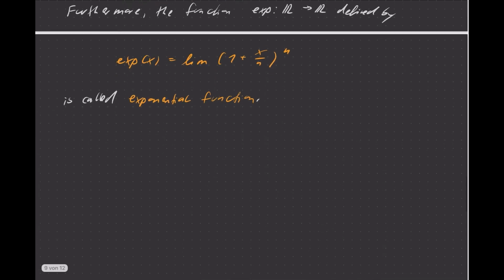And just as a side note, one can show that indeed the exponential function of x is the same thing as the number e to the power of x. So it is indeed an exponential function. So that defines Euler's number, that defines the exponential function with base Euler's number. And as I said, this is one of the most important functions that we'll encounter in all of mathematics.